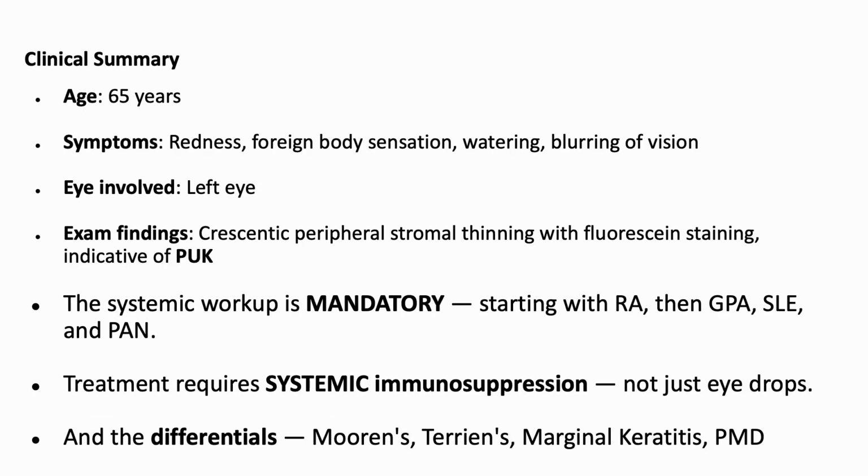So to summarize today's case, a 65-year-old presents with redness and progressive vision loss. She had peripheral ulcerative keratitis. The diagnosis is made purely on a clinical basis because it is a crescentic peripheral ulcer with stromal melt and limbal vasculitis. The systemic workup is mandatory. Start with RA, GPA, SLE, and PAN. The treatment requires systemic immunosuppression, not just eye drops. The differentials, Mooren's, Terrien's, marginal keratitis, and PMD, are distinguished by their location, presence of clear zone, epithelial integrity, systemic association, and topography.